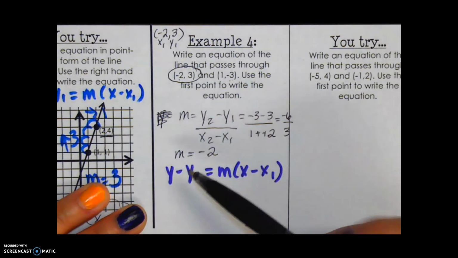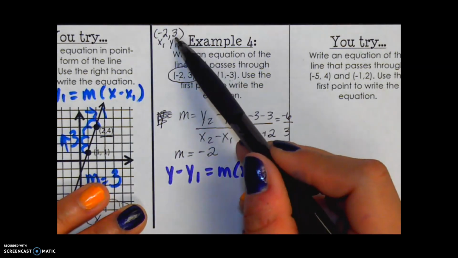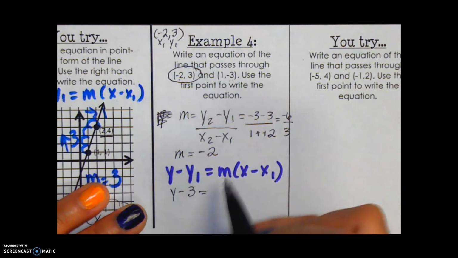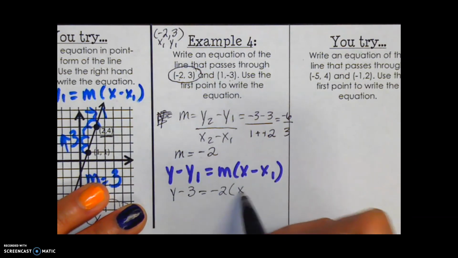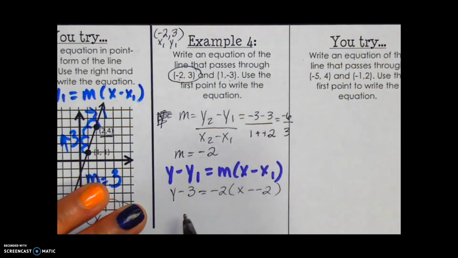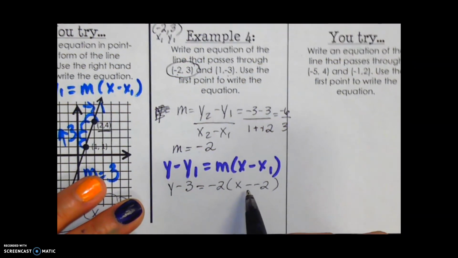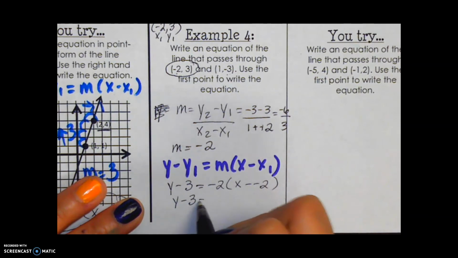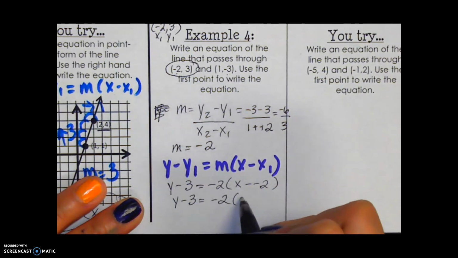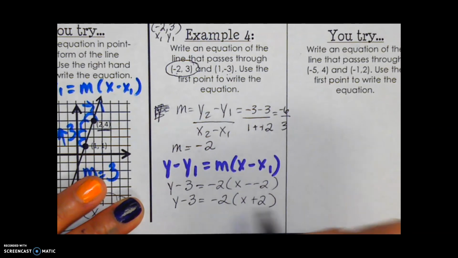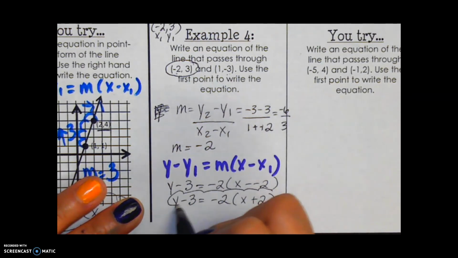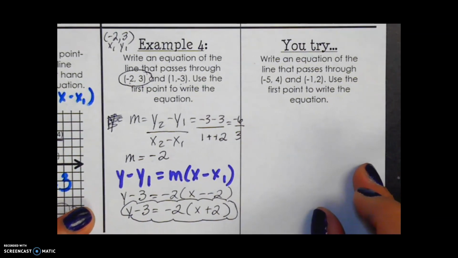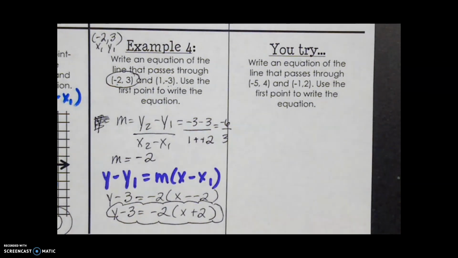Okay, so I'm just going to plug stuff in now. y minus 3 equals negative 2 times x minus negative 2. I just need to do a little bit more simplifying. The minus and negative becomes a plus. So y minus 3 equals negative 2 times x plus 2. All right, you're going to try this one.